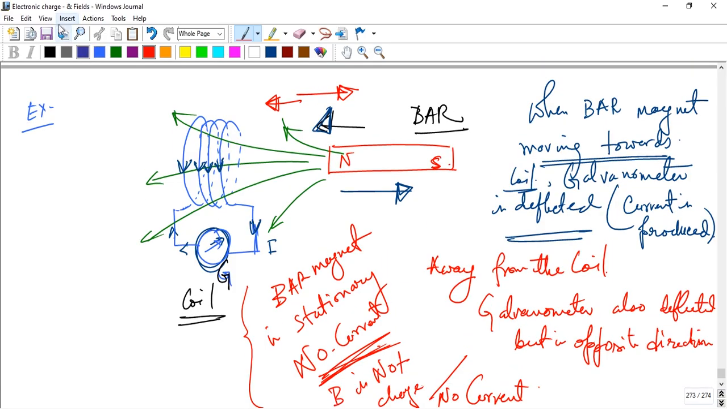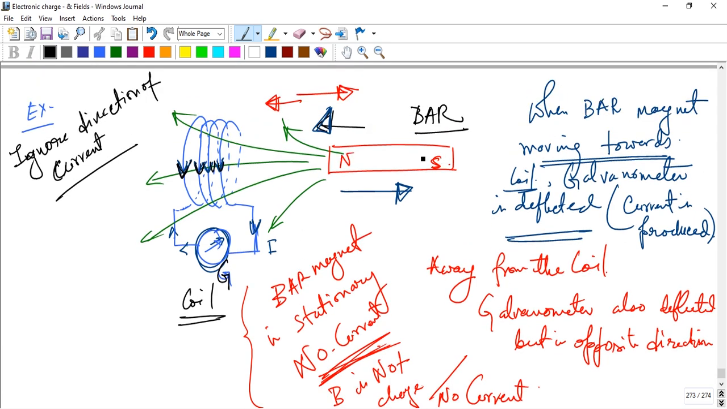And one thing to keep in mind is the direction of the current. Here we ignore the direction of current, because the direction of current is defined by Lenz's law. When we discuss Lenz's law, then we will discuss the direction of the current. Here we only discuss that current is generated when the bar magnet is moving towards the coil or away from the coil. That's the first conclusion.